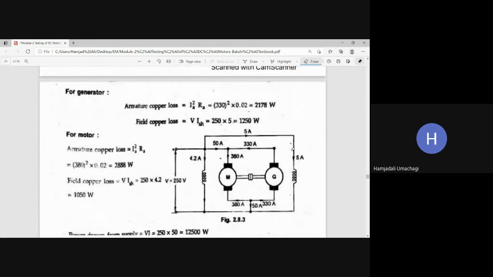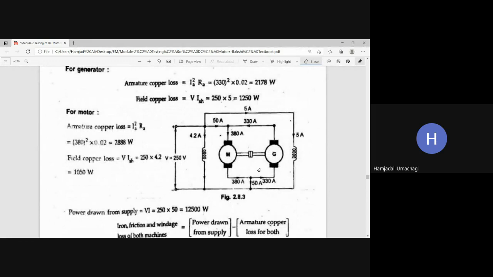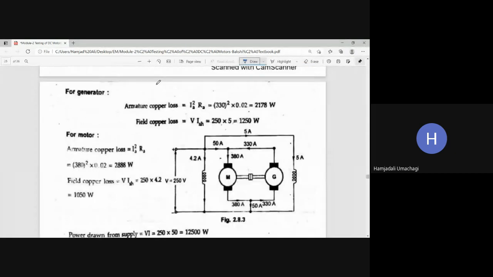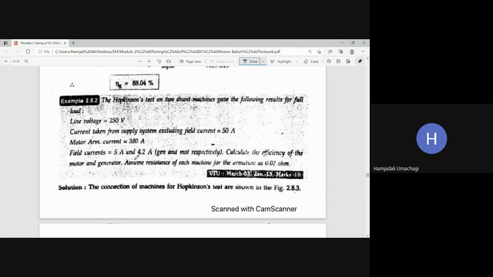Now here we will first draw the circuit diagram for the excluding field winding method and represent all the current information. So this is the motor, which is mechanically coupled in parallel fashion to the generator, and whatever information is given for the field current of the motor and generator, and similarly the armature current for the motor and generator, write all those values, and then we will calculate the rest of the losses. So here it is given that the motor armature current is 380 ampere.